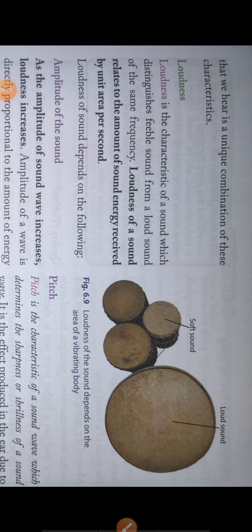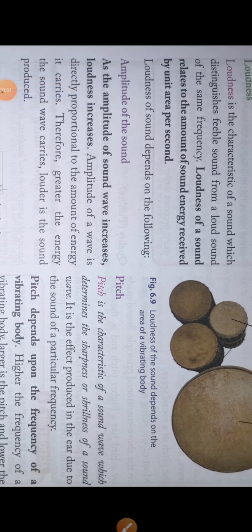Now, what is loudness? Loudness means how much energy a sound wave carries. If a sound wave has a higher amount of energy, then the sound will be very loud. If the sound wave has a very low amount of energy, then the sound will be less loud, or dull, or feeble. So loudness means the energy carried by a sound wave. Loudness of a sound wave relates to the amount of sound energy received by unit area per second. Loudness also depends on the amplitude of the sound wave.